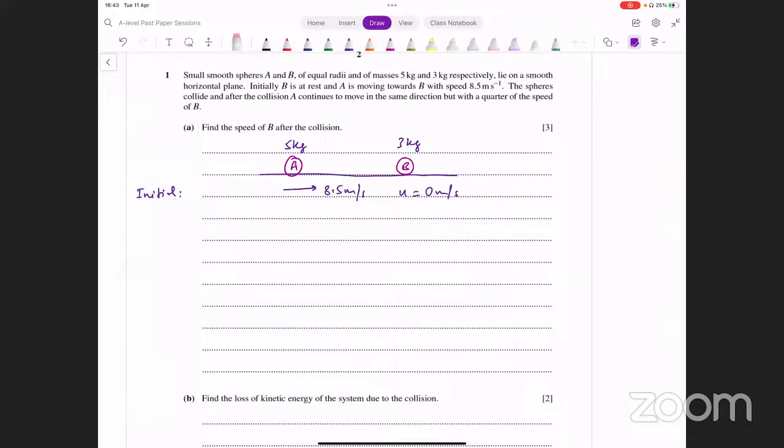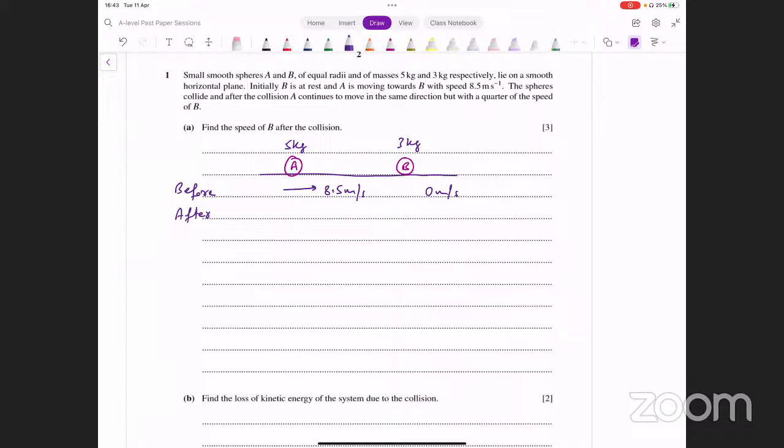Now, what happens after a collision? The spheres collide, and after the collision, A continues to move in the same direction, but with a quarter of the speed of B. So this is before collision, what we have written here. What happens after collision? After collision, whatever is the speed of A, B's speed is going to be 4 times that, right? Which speed are we looking for? We're looking for the speed of B after the collision.